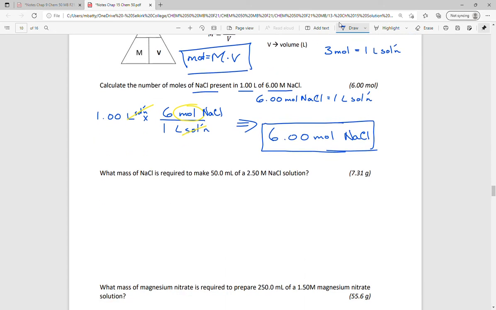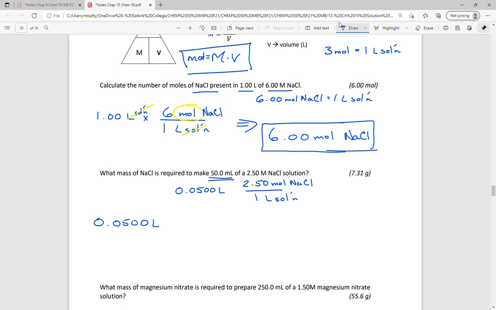What mass of NaCl is required to make 50 mils of a 2.5 molar sodium chloride solution? So what I'm suggesting here is that's 2.50 moles of NaCl in 1 liter of solution. So if I start with this in liters, that would be 0.0500 liters, right?